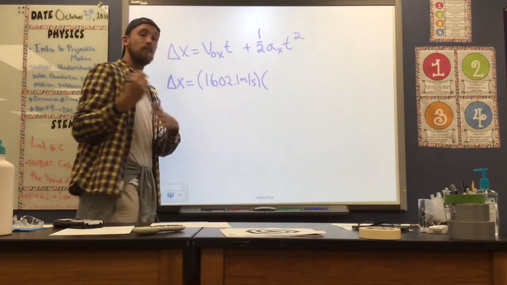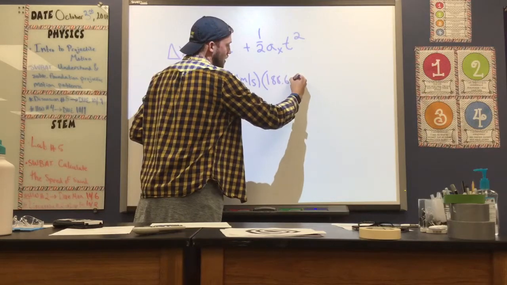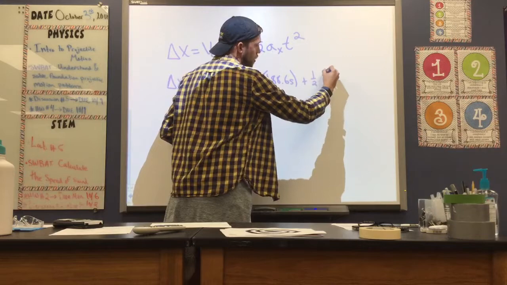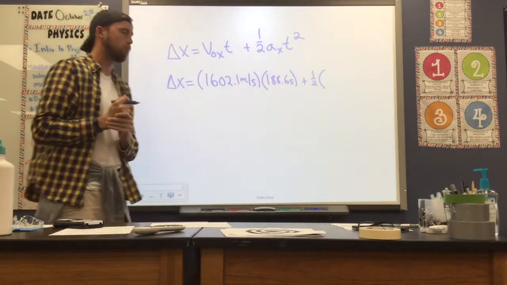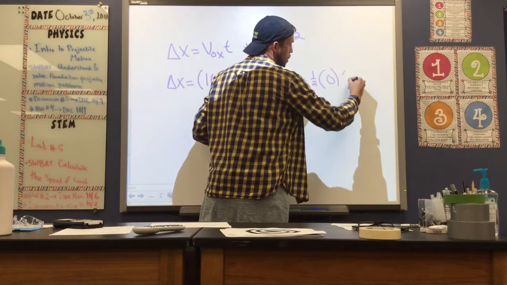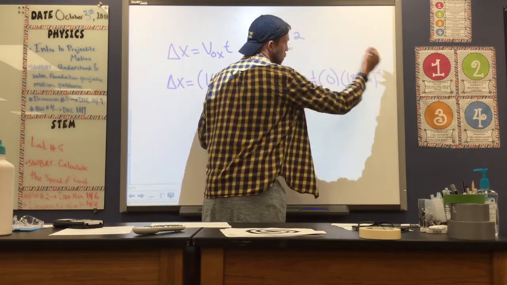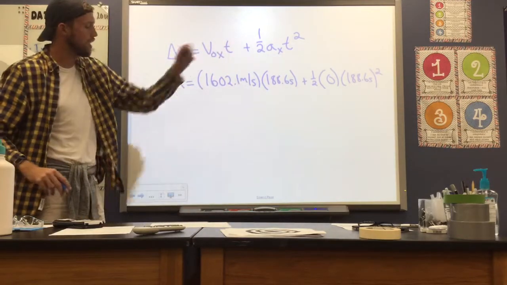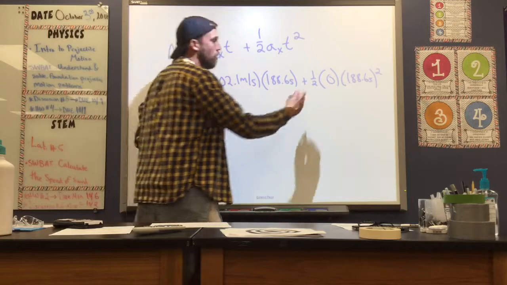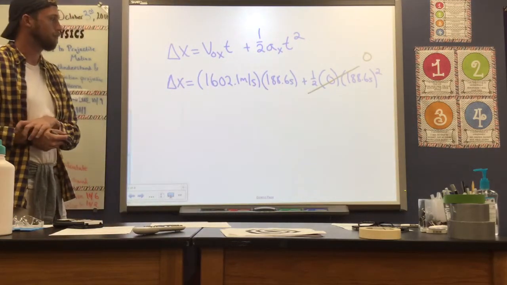I know my time value, that's what I solved for in the previous problem, 188.6 seconds, plus 1/2. Well, my acceleration in the x direction, remember, that's going to be 0, times 188.6 seconds squared. So if you'll notice, at the very end of our equation, acceleration in the x is going to be 0, so regardless of my other values, that's going to cancel out to be 0.